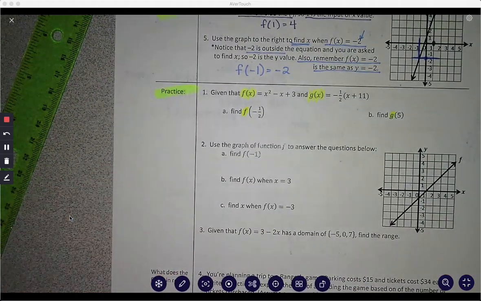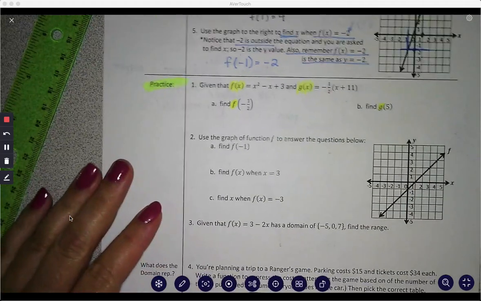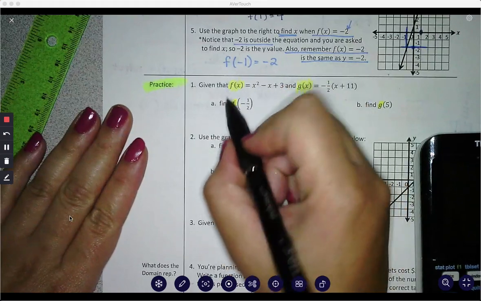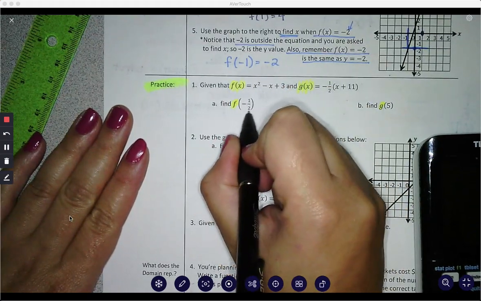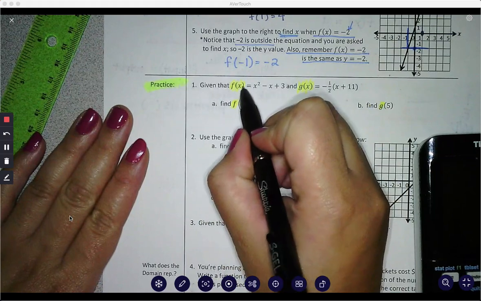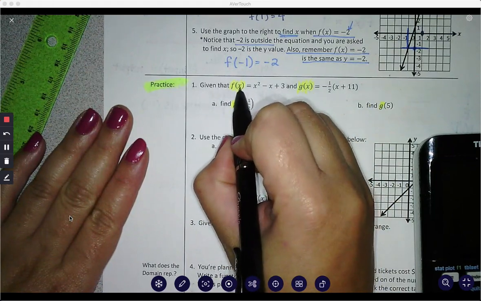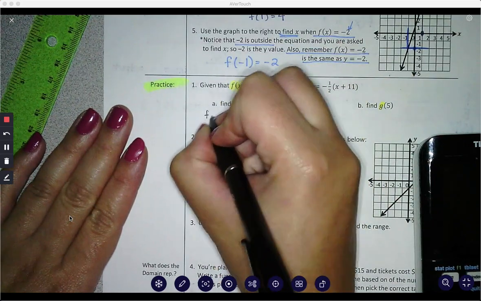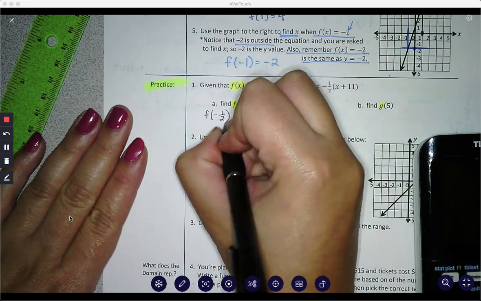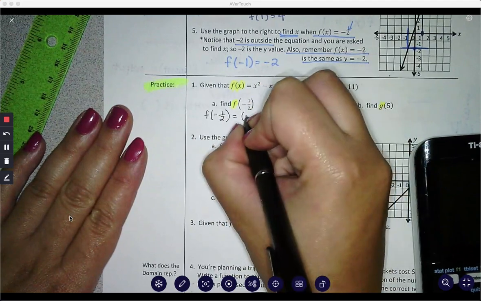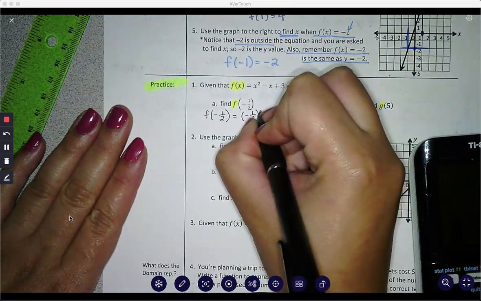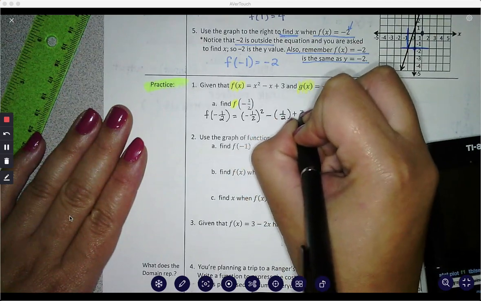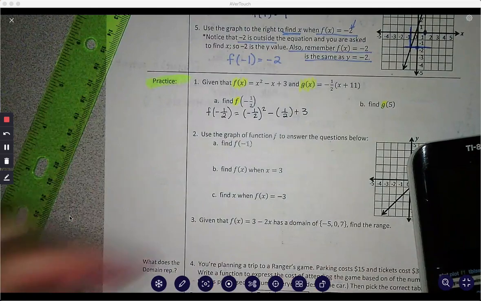Let's go ahead and do this. I will be using the calculator to show you how I personally would solve these. For part A, we have f of -1/2. So I know I'm going to plug into the f equation. Everywhere there's an x, I'm going to plug in -1/2. So we have f of -1/2 equals, and we always use parentheses when we plug into equations, (-1/2) squared minus (-1/2) plus 3.